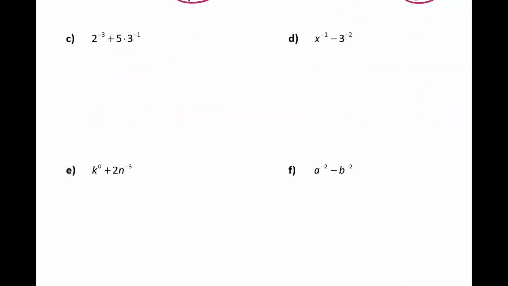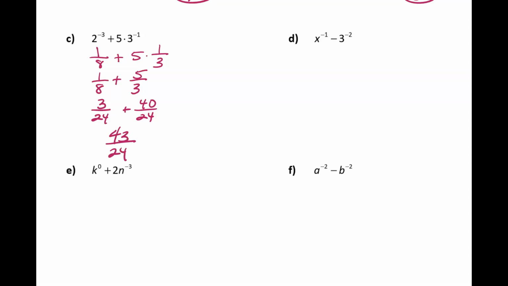All right, in C, we need to do exponents first. 2 raised to the negative third power is 1 over 2 cubed, so that's 1/8. And 3 raised to the negative 1 is 1/3. So now we have 1/8 plus, and doing the multiplication, we get 5/3. So we're going to want a common denominator when we add. So that'll give us 24ths. So 3 24ths plus 40 24ths is 43 24ths. And I don't believe that reduces.